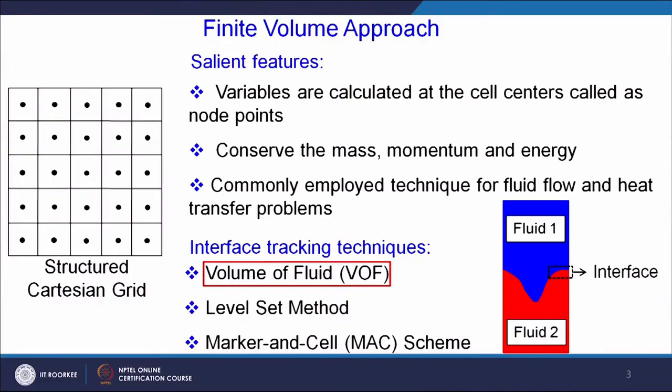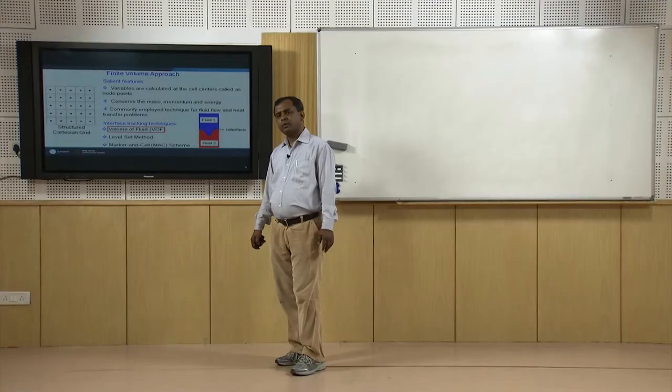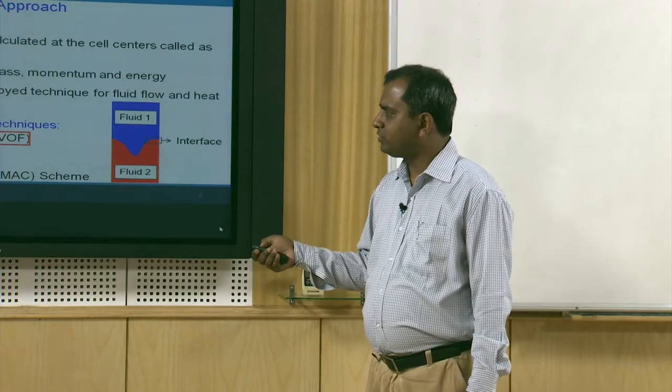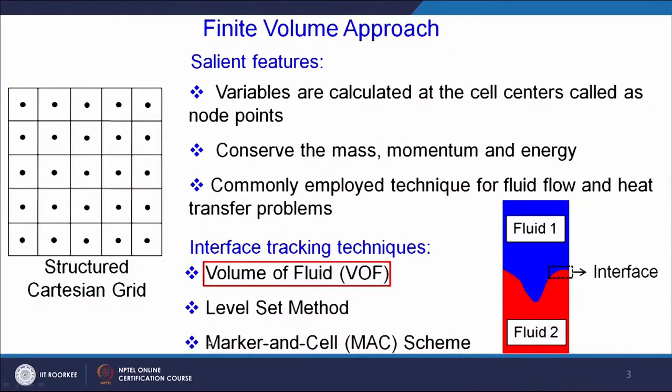If the interface is straight, obviously the length of the interface will be smaller compared to a curved interface. So, the scope of interaction reduces whenever the length of the interface reduces. So, capturing or tracking this interface is very important. In finite volume methodology, we have several options for tracking the interface. Some of the methodologies are volume of fluid methodology, level set methodology, and marker and cell or MAC methodologies.